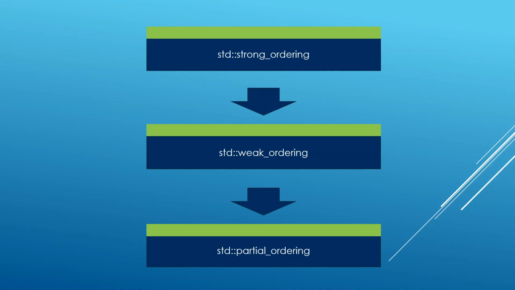Another thing I want you to know is that strong ordering can implicitly convert to weak ordering, and weak ordering can implicitly convert to partial ordering. So this may come in handy if, for example, you return a strong ordering in a function that is returning a weak ordering. This is going to be supported. But if you try to do things the other way around, you're going to get compiler errors. That's not going to be supported.